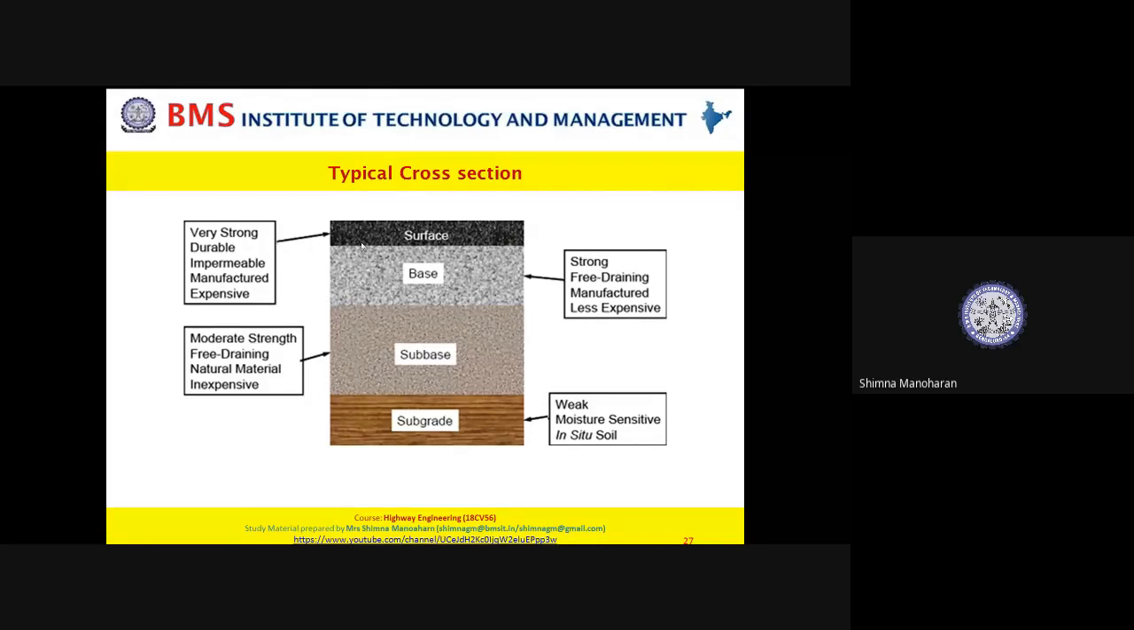The surface course is very strong. It should be durable and impermeable. It's also a manufactured material and it is expensive. So the bottom two layers, the subgrade and the subbase, are natural material, whereas the base and the surface are manufactured material. This is how a typical cross section of a pavement looks.